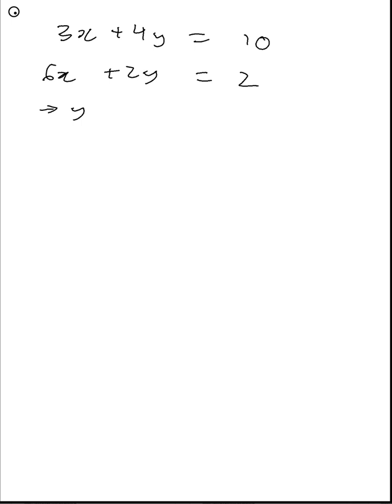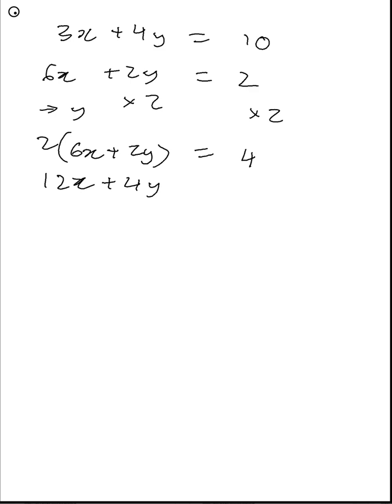We can see that there's 4y in the top one and 2y in the bottom one. So what we can do is multiply by 2 on both sides of the bottom equation. So then you get 2 times 6x plus 2y is equal to 2 times 2, which is 4. So then you have 12x plus 4y is equal to 4, and you have 3x plus 4y is equal to 10. Now it's pretty easy from here to just subtract the equations from each other.